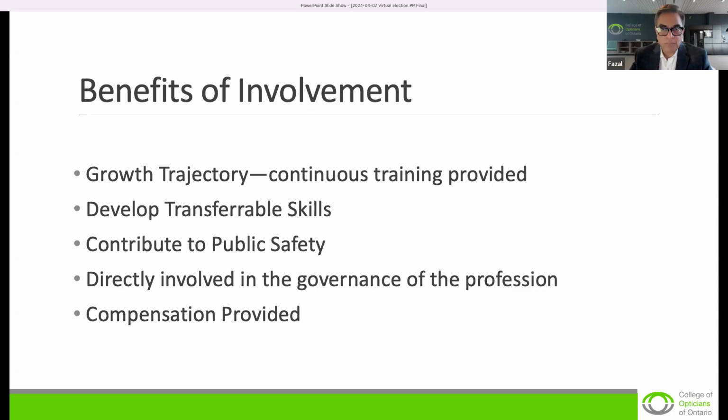Often the skills that you develop here are transferable. For instance, learning board governance and how those things operate. Some people get onto the boards of a condo or other organizations, charitable organizations. The process is the same. You'll learn the same governance skills and can take those outside. There's an opportunity to contribute to public safety. It's nice to be involved in where the profession is going. And as I said, there's compensation provided.